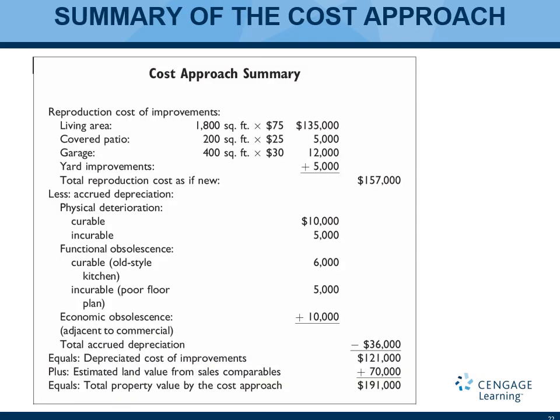A summary of a cost approach example. We have the reproduction cost of the specific improvements. You've got the living area, the covered patio, the garage, and then you have a total. And then we have all of the depreciation, and they list it separately. They have physical deterioration, they have functional obsolescence, and economic obsolescence. Then we're going to subtract all of our depreciation. We're going to add the value of our land back to the reproduction cost or the replacement cost of the structure, and we have our answer, $191,000.